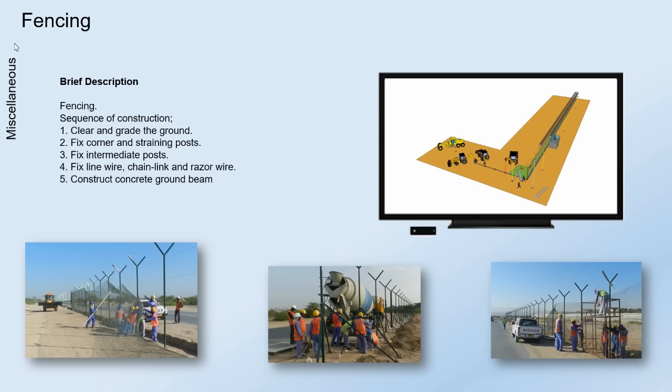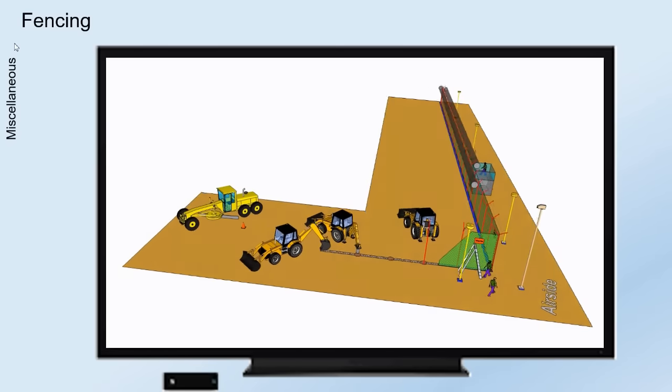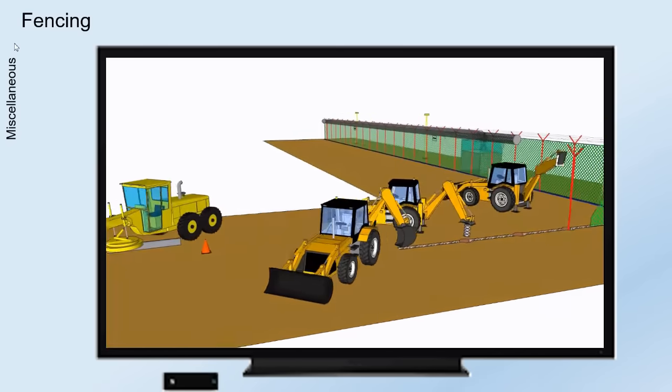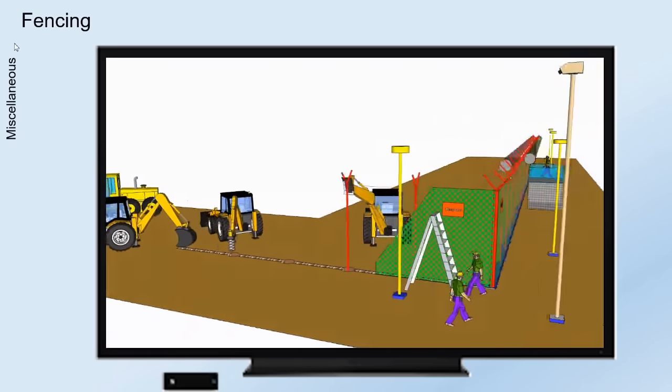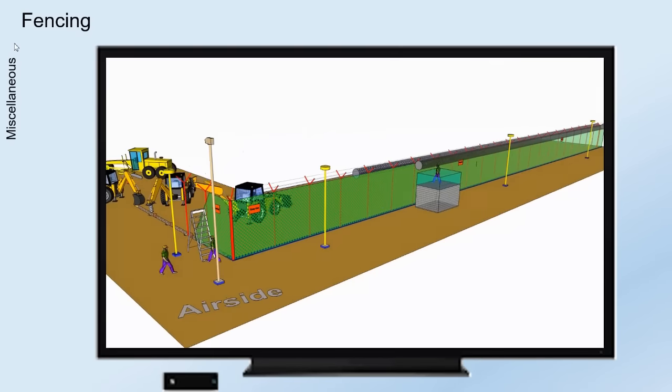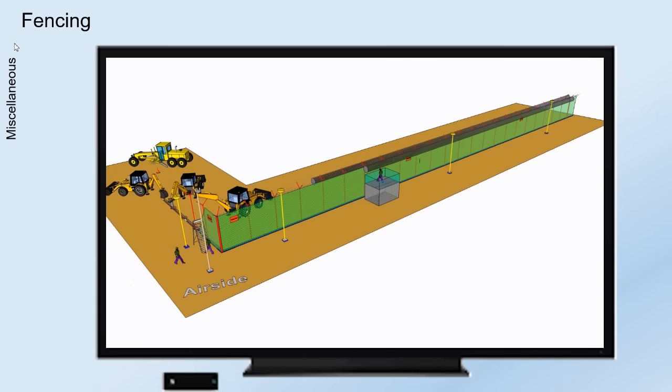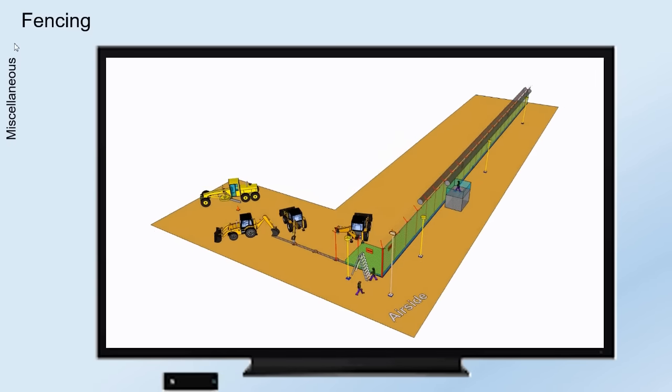Miscellaneous works. Fencing. Sequence of construction. Clear and grade the ground. Fix corner and straining posts. Fix intermediate posts. Fix line wire, chain link, and razor wire.